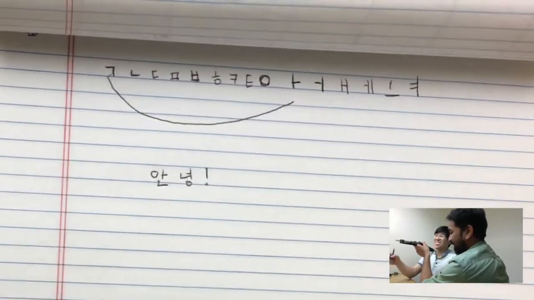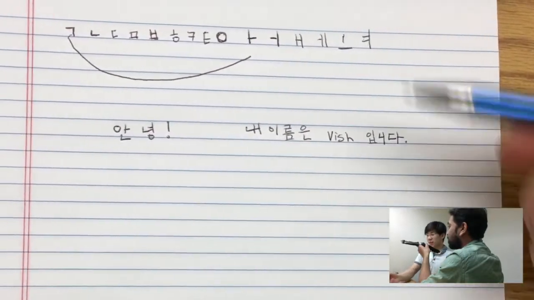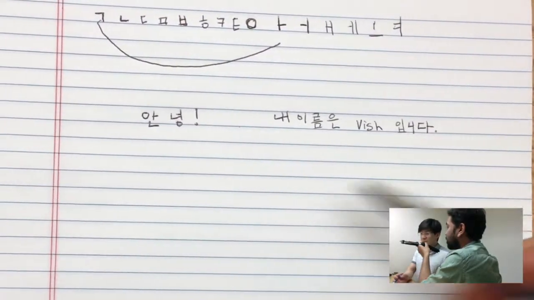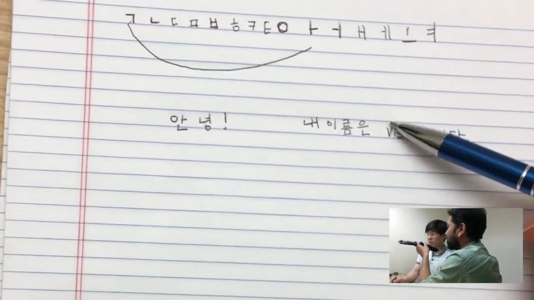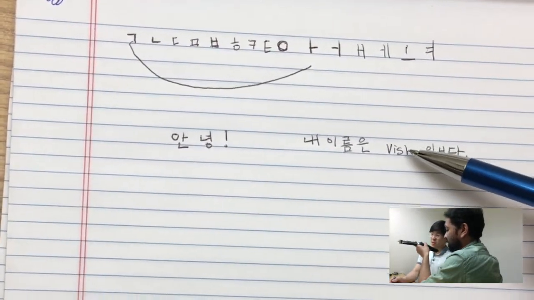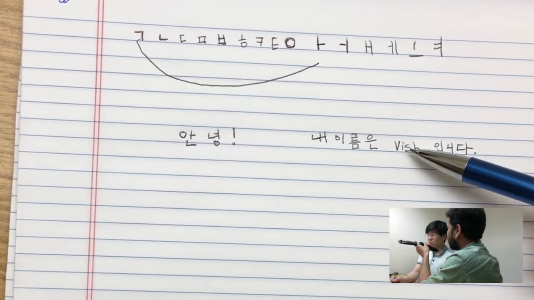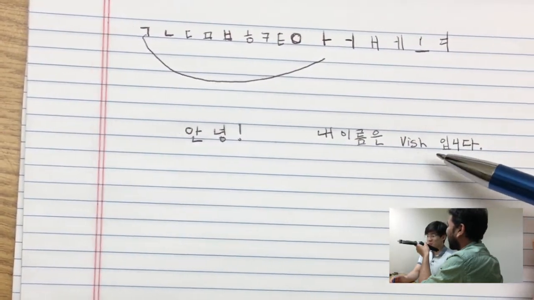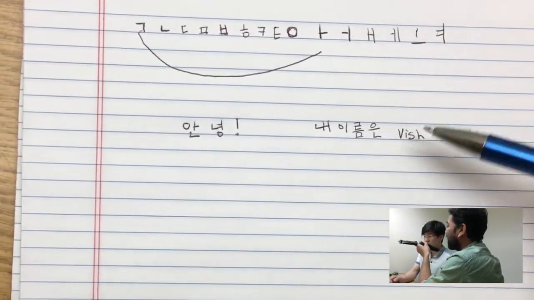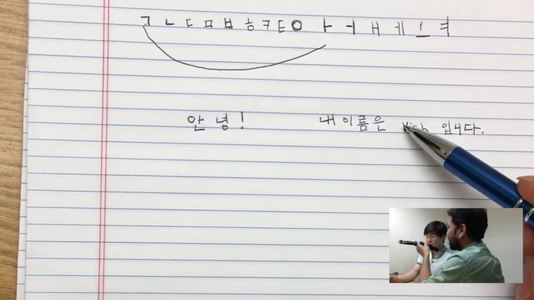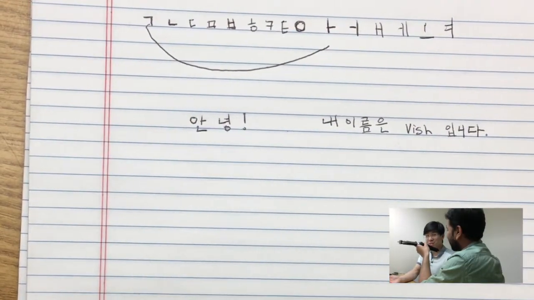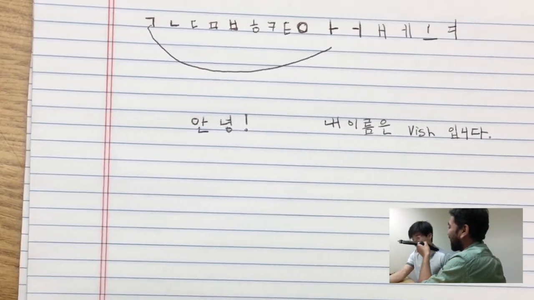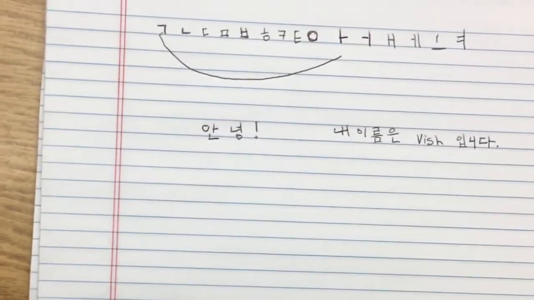Yep. So we just fast forwarded so you didn't have to see me write all of this. And as you can see, we wrote Vish because translating his name into Korean is kind of just butchering his name, so we'd rather just write it in English, because you can't really pronounce the V sound in Korean. Yeah. Or it might be like bish, and that doesn't sound very good.